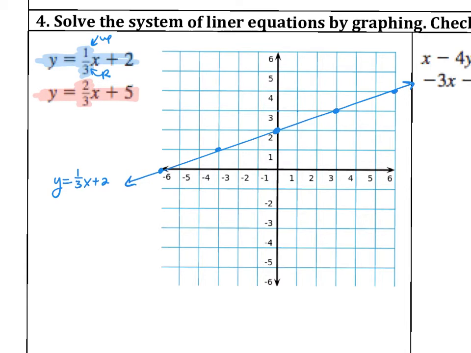For my red equation, I have a y-intercept of 5, so I'm going to start off at positive 5. I've got a slope of 2 over 3, so that means I'm going up 2 and right 3. I have not enough room up here, so I'm going to go the opposite direction, which means down 2 and left 3. Down 2 and left 3.